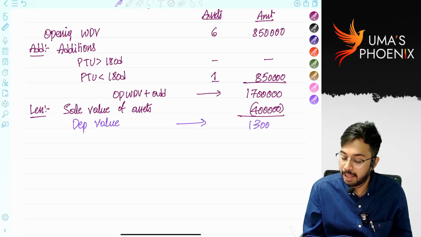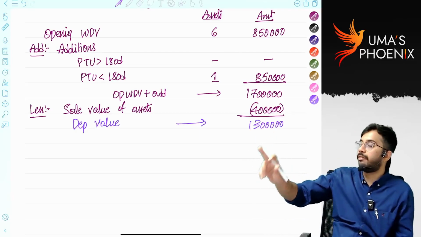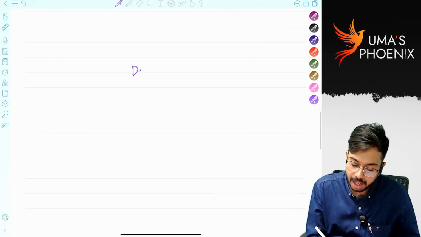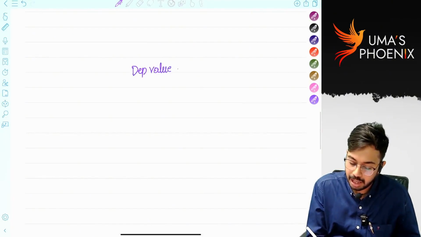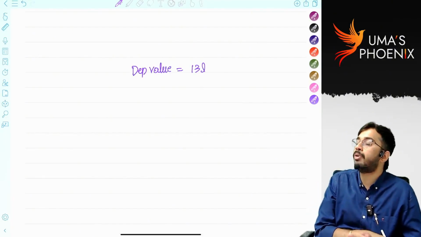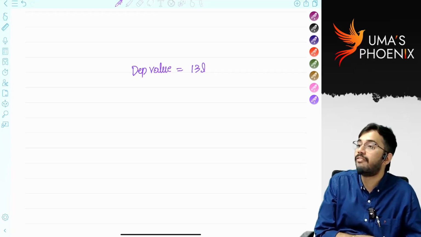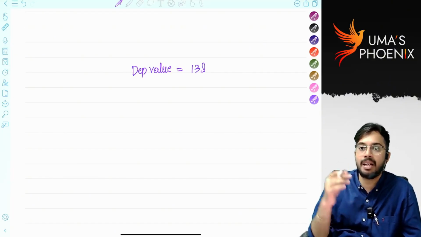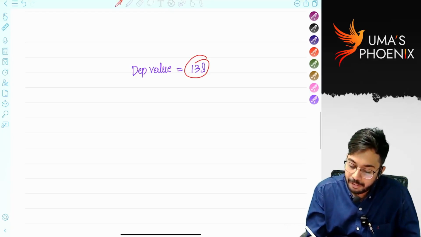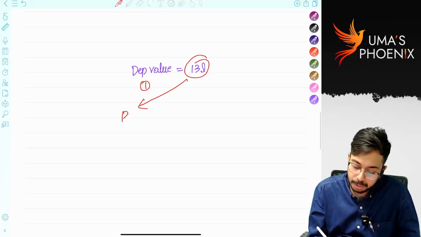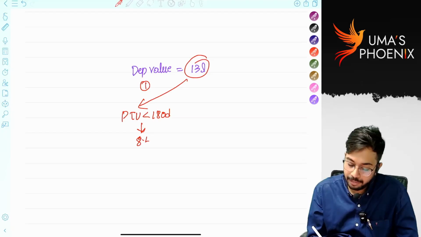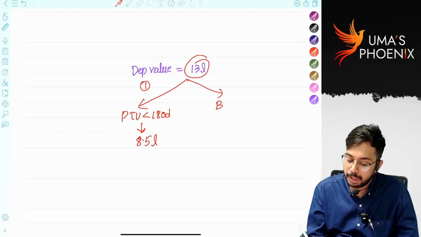Now here many students will make mistake. Listen carefully. We have arrived at depreciable value, right? We need to apportion depreciable value now. How much is depreciable value? 13 lakhs. Depreciable value is to be apportioned on LIFO basis, last in first out. What is the asset that is purchased newly? Those assets which are put to use for less than 180 days, they are purchased newly. So out of 13 lakhs, first priority you should give to assets put to use for less than 180 days. How much? 8,50,000. How much is balance depreciable value?